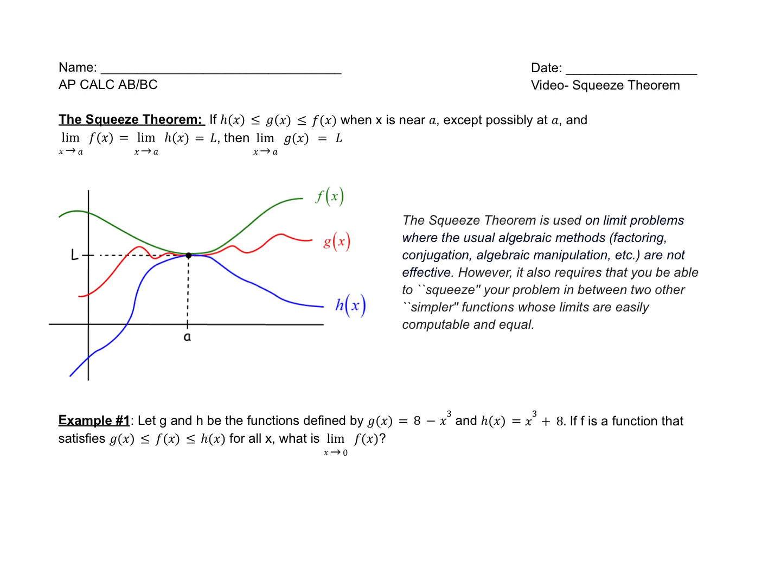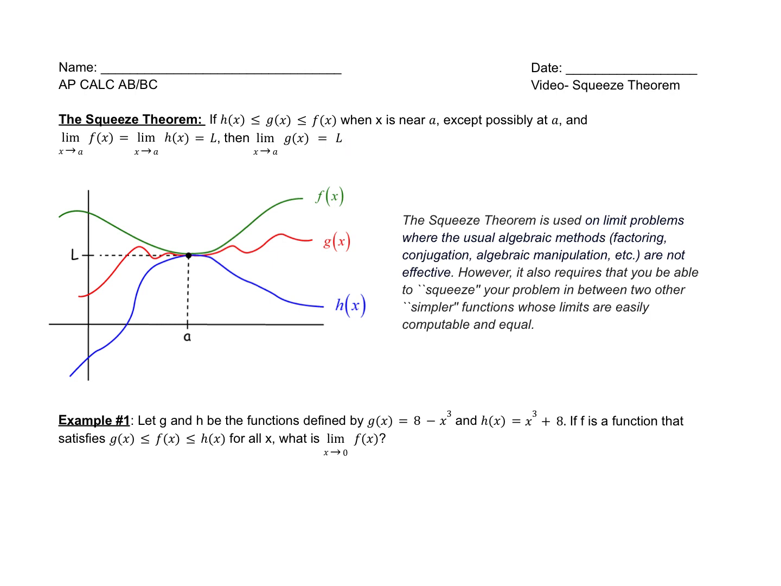So in more simple terms, it basically means if h of x and f of x, which are the two functions on the outside, have the same limit, which we'll call L, then it implies that the middle one also has a limit of L.